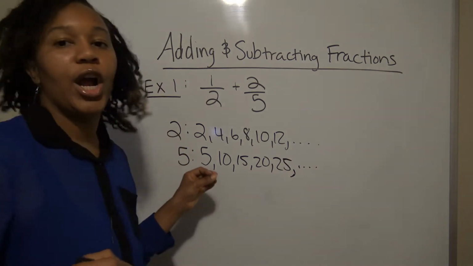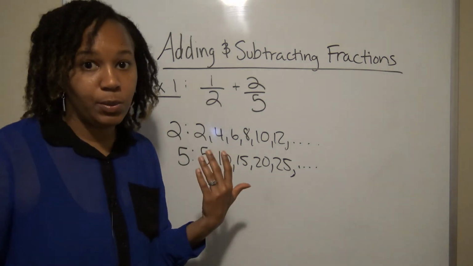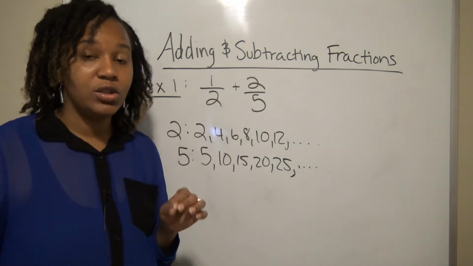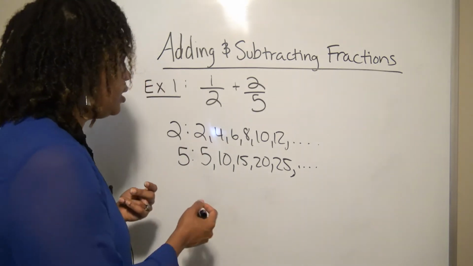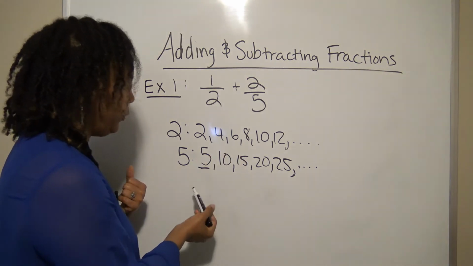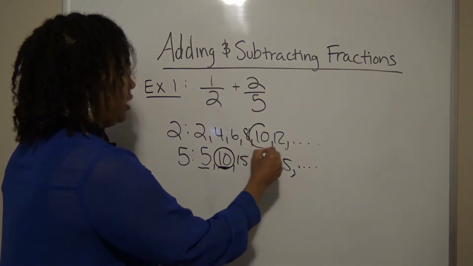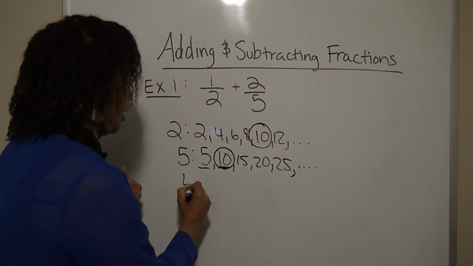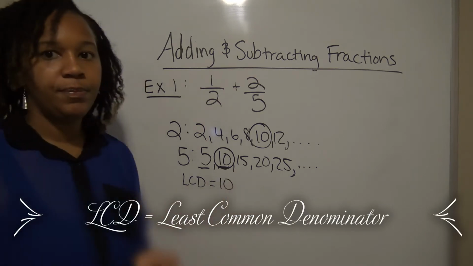However, I'm looking for the one that they have in common. That's the smallest. So they might have multiple in common, but I want the smallest one. That's why it's called the least common denominator. So if I look, and it's good to start with the bigger number, 5, do they have 5 in common? No. 10, do they have 10 in common? Well, yes, they have 10 in common. So that means my least common denominator, which I'm going to call the LCD, is equal to 10.